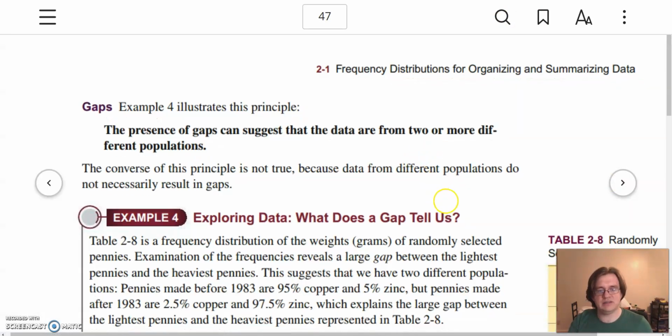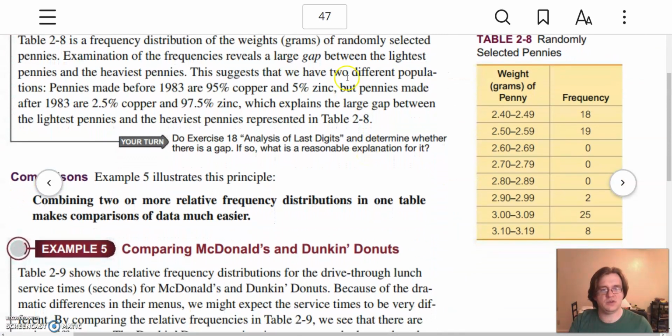As far as gaps in data, here we have a table giving the weight of randomly selected pennies, and what you'll notice is that between 2.4 and 2.59 there were 18 plus 19 pennies in that range, so nearly 40 pennies, whereas down here we had, what is this, 35 pennies between 2.9 and 3.2, but there's a huge gap in between.